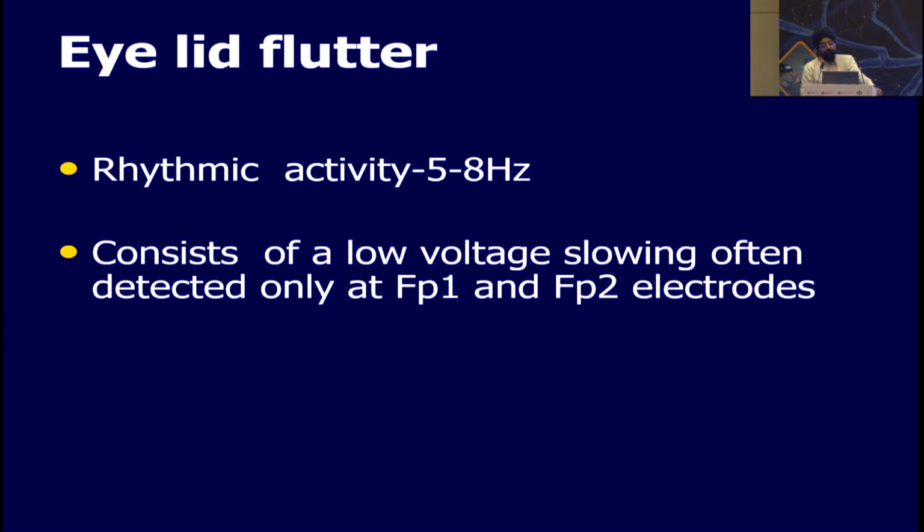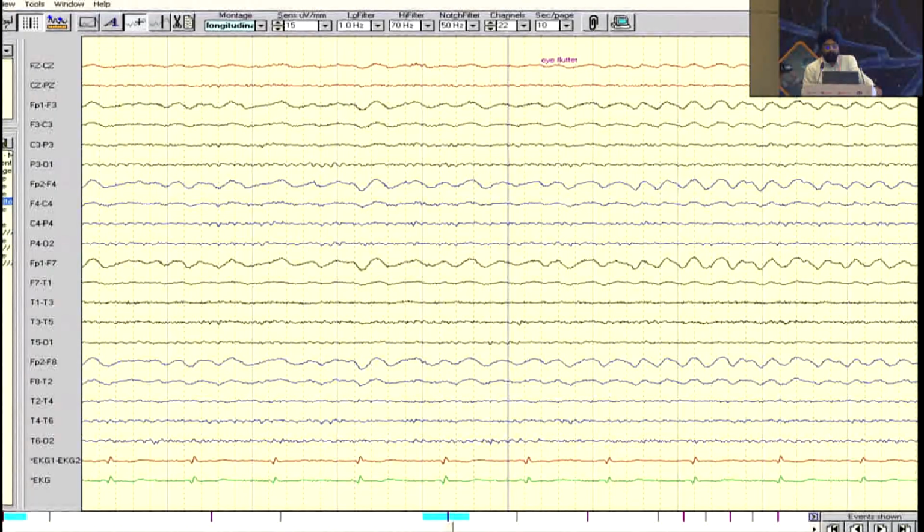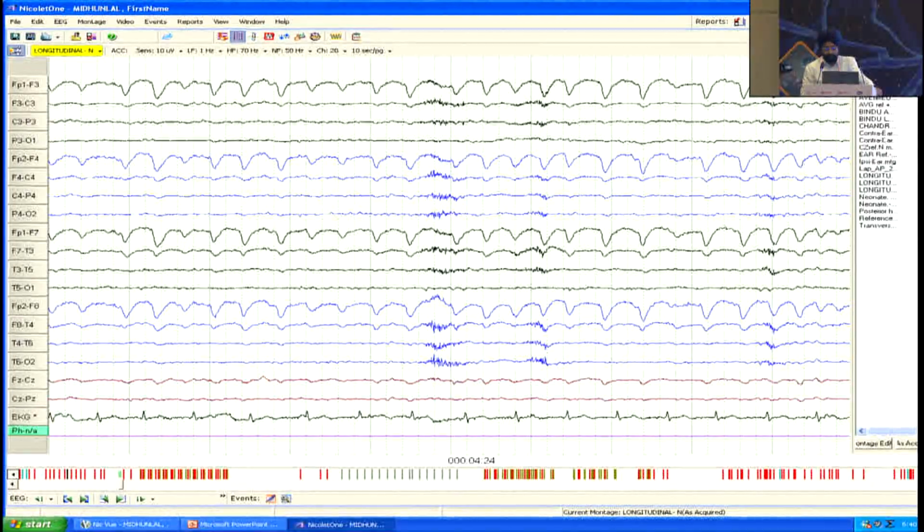Then you have rhythmic activity, that is eyelid flutter, at 5 to 8 hertz, consisting of low voltage slowing, often seen over FP1 and FP2. This one is quite slow. In a second, we can see eyelid flutter happening over the anterior leads at 3 to 4 hertz at the most, and it is a polymorphic rhythm, not a monomorphic rhythm. Again, eyelid flutter over the anterior leads, localized only to the frontal channels.